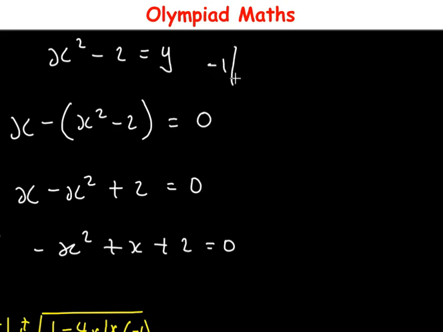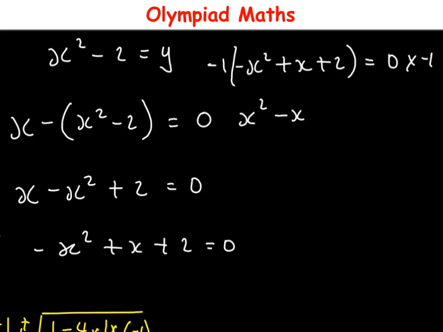We have minus 1 into bracket minus x squared plus x plus 2 equals 0 times minus 1. Minus 1 times minus x squared is plus x squared, minus 1 times plus x is minus x, minus 1 times plus 2 is minus 2. This equals 0 times minus 1, which is 0. So to then solve this equation, we're going to factorize it.